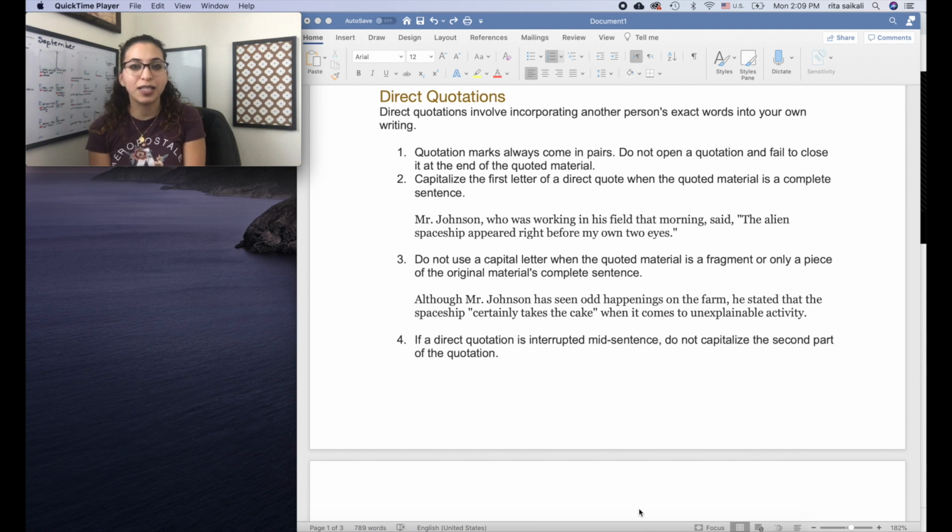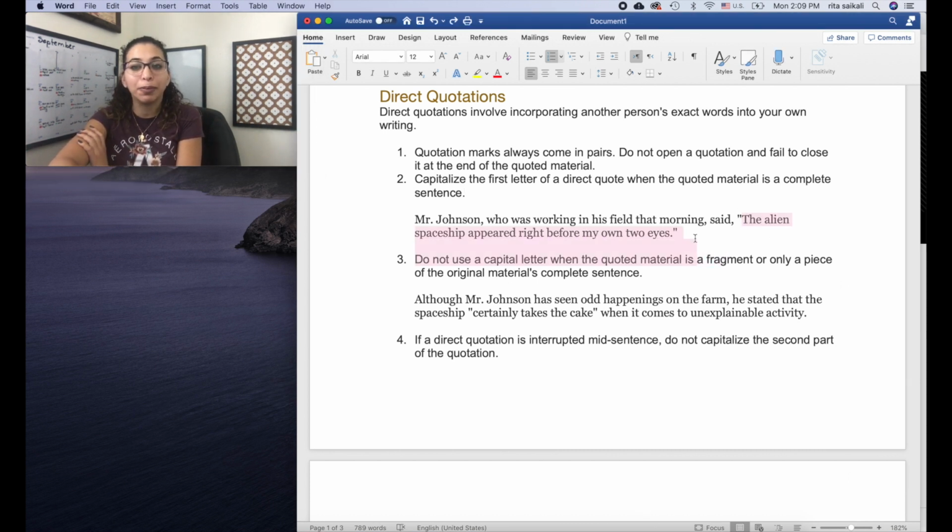Number 2 is you capitalize the first letter of a direct quote when the quoted material is a complete sentence. So, for example, Mr. Johnson, who was working in the field that morning, said, "The alien spaceship appeared right before my own 2 eyes." Here we see that the alien spaceship is a complete sentence by itself. Because it is a complete sentence by itself, we capitalize the first letter of the first word of that sentence. In this case, that is the letter T in the article the. So we capitalize the T here, even though it is in the middle of a bigger sentence, which is Mr. Johnson, who was working in the field that morning, said, and then we quote.